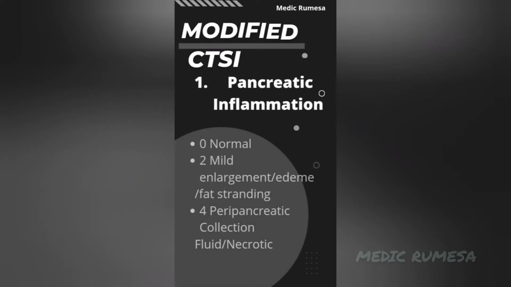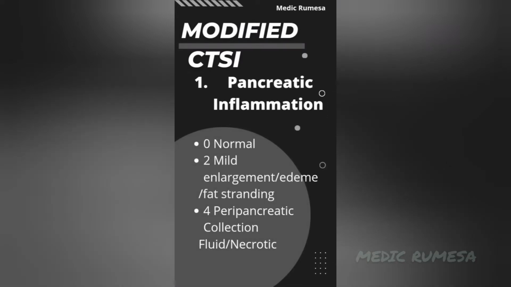A score of 0 has been assigned to a normal pancreas. If there are mild pancreatic parenchymal changes in the form of enlargement, edema, with or without streaking of the peripancreatic fat, a score of 2 has been given. If there are collections in the peripancreatic region or even in the pancreas itself, those can be fluid or necrotic, a score of 4 has been assigned.